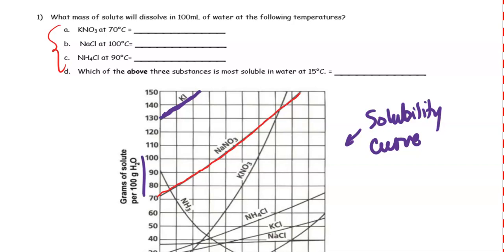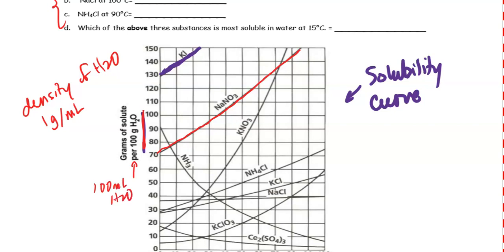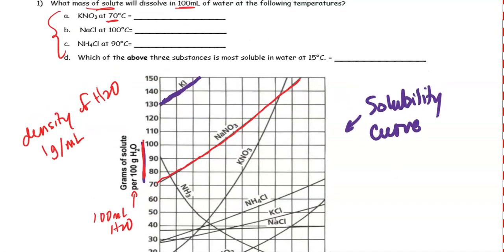Notice that the first one is, okay, if I have potassium nitrate at 70 degrees Celsius, what mass of solute will dissolve in 100 milliliters of water? Now I realize that the y-axis here says 100 grams of water, but if you remember, the density of water is 1 gram per milliliter. So as a result, 100 grams of water also happens to be 100 milliliters of water as well. And so as a result, we don't really have to worry about adjusting the y-axis scale.